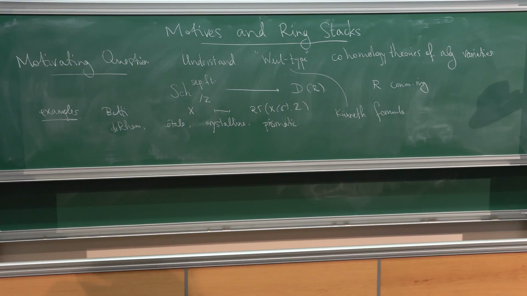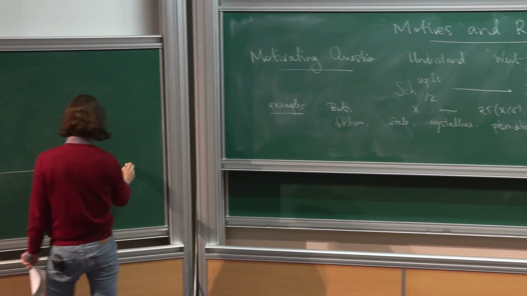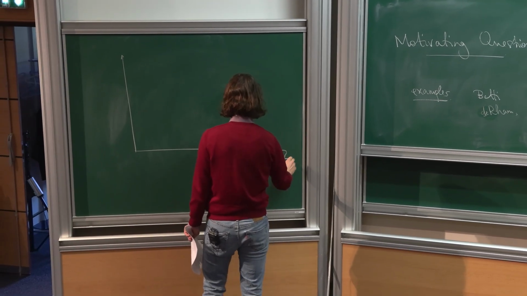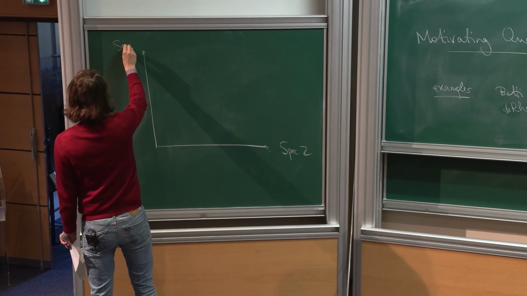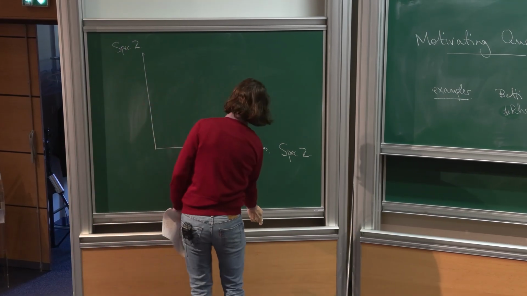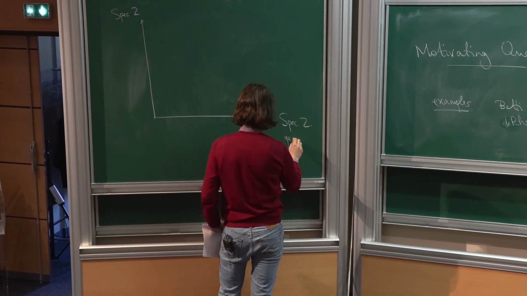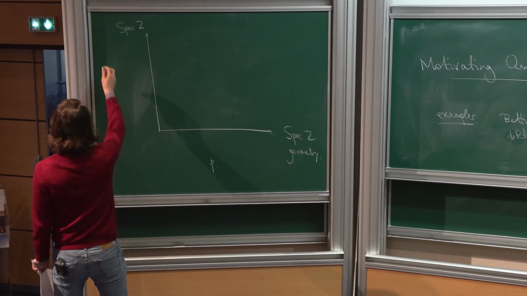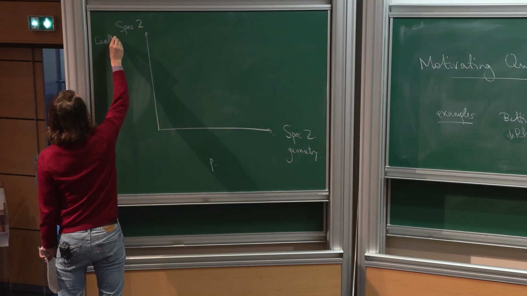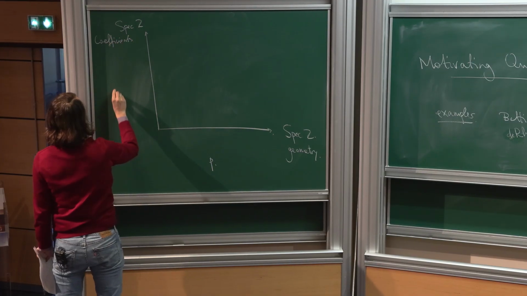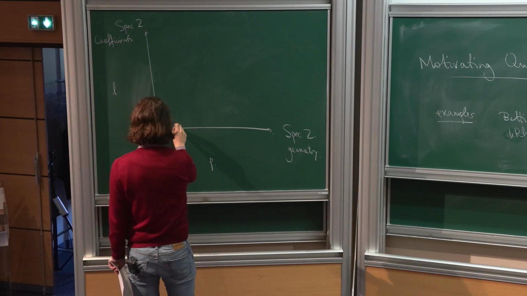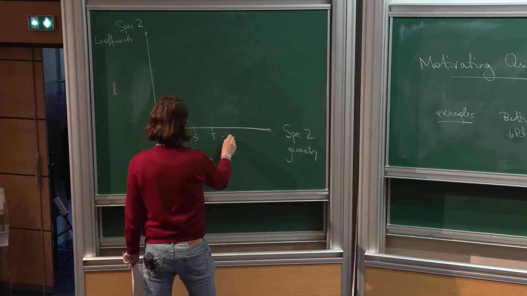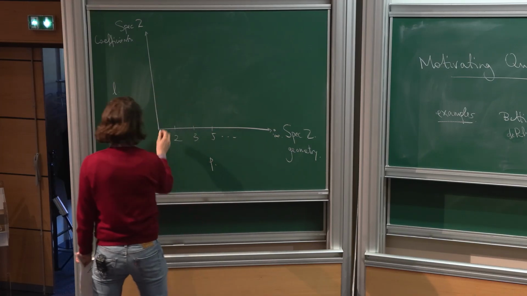So I always like to draw this two-dimensional picture, which funnily has almost two Spec Z directions. One Spec Z direction is about the geometry of the situation. There I usually call my prime p. And one Spec Z is about the coefficients of the cohomology theory. That's what I like to call l. And so you have all the primes here. Somewhere you might have some infinity. Same here.